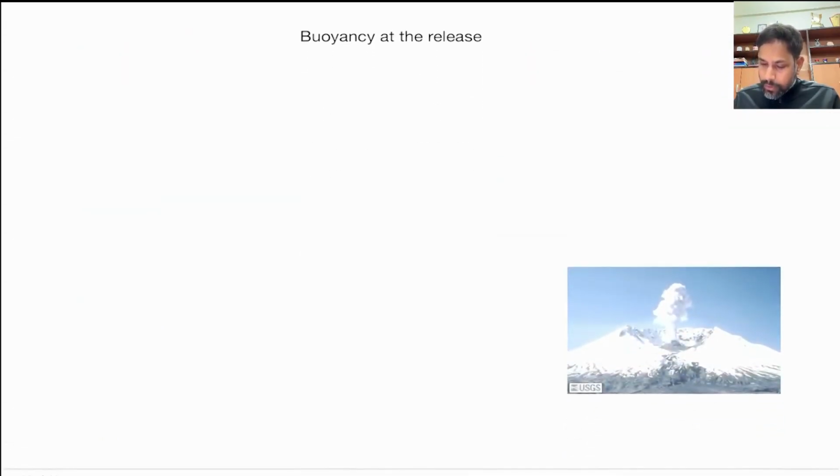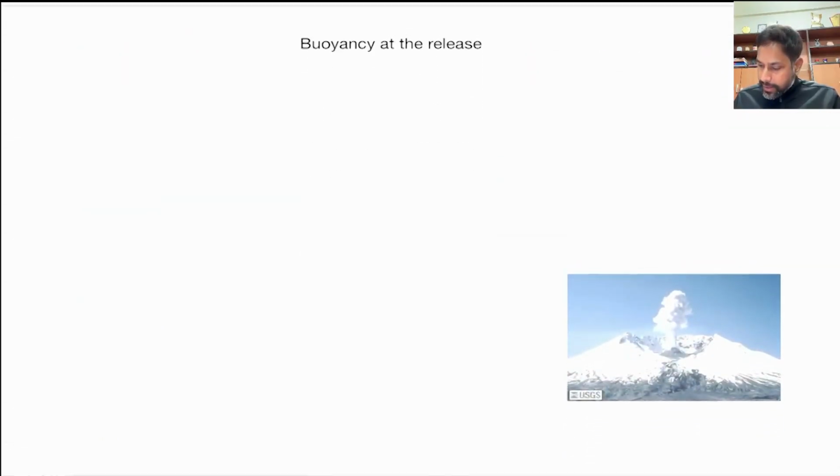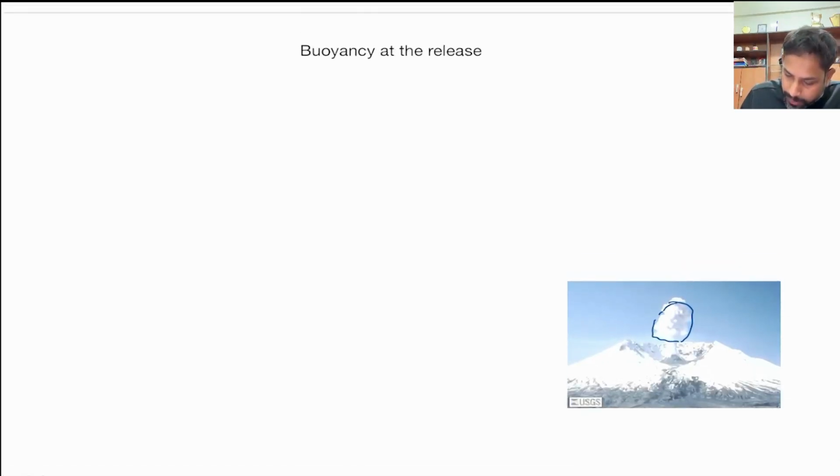So let's first talk about buoyancy at the release, right? So in this case, we assume that a fixed volume, let's say, is released. Okay, so it must have some buoyancy, as we have already studied buoyancy flux. So here it will have a buoyancy that is coming because of the density difference between the plume and the ambient. So buoyancy at the release is defined as, let's say we will call it F naught, and F naught is defined as Q naught times g prime naught.